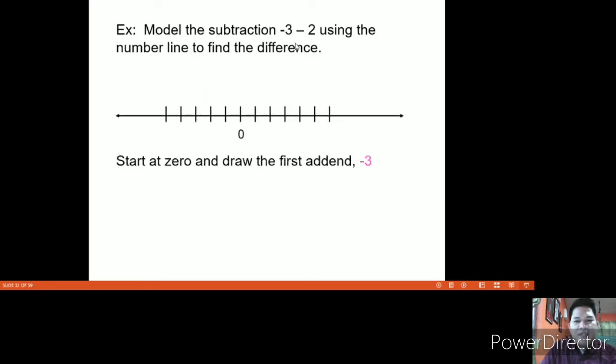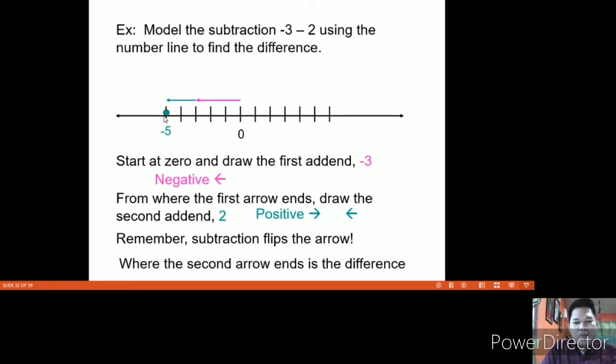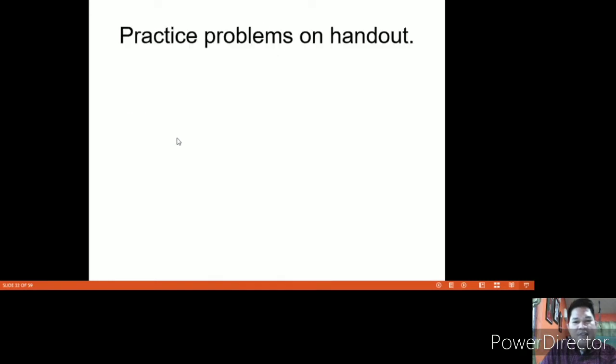Model the subtraction negative 3 minus 2 using the number line to find the difference. So we have here negative 3 going to the left, 1, 2, 3, minus 2. Since 2 is positive, going to the right, because of subtraction it flips the arrow into the left. So we have 1, 2. So the answer is negative 5. Again, remember, subtraction flips the arrow. Where the second arrow ends is the difference.